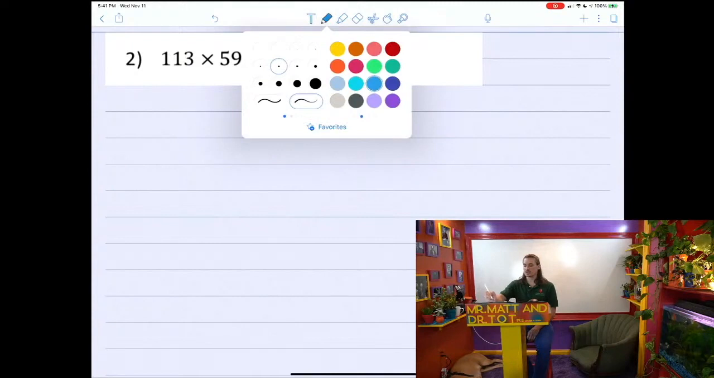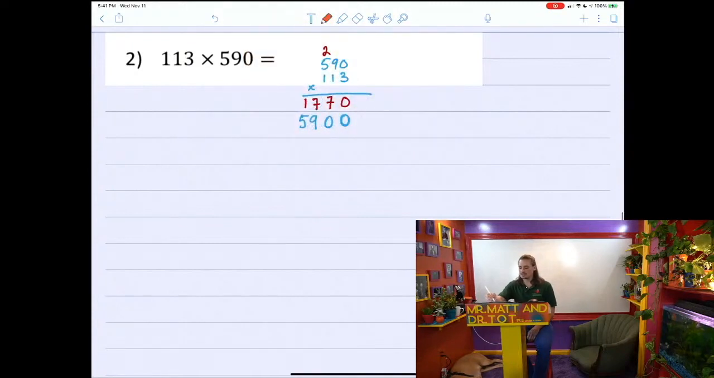Now let's go on to the hundredths digit, that's 1. Because we're in the hundredths digit, we have to write a place mark of 2 zeros. 1 times 0 is 0. 1 times 9 is 9. 1 times 5 is 5.